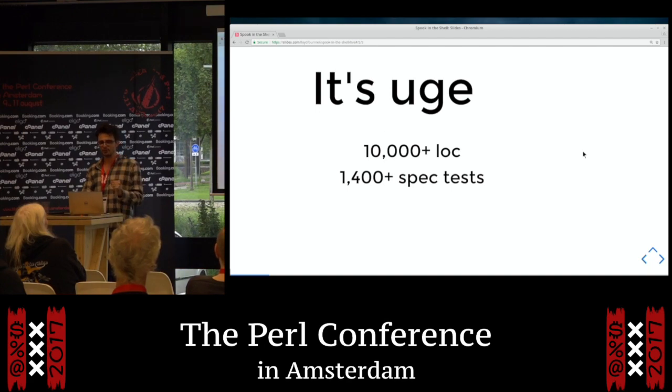It's actually pretty huge. I've been working on it for at least a year and a half, and it's 10,000 lines of code. It's got 1,400 spec tests. To put that in perspective, Rakudo is like 50,000 or 60,000, it's close to 70,000 now. So it's one seventieth the size of Rakudo. But I looked at Moose, which I guess you're familiar with. Moose is like 800 spec tests. So it's somewhere between Moose and Rakudo.